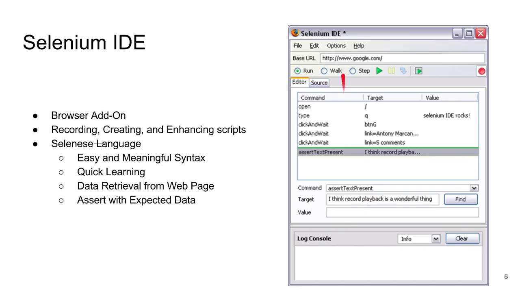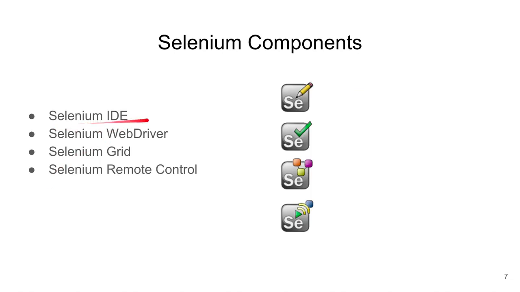IDE stands for Integrated Development Environment. With the help of this IDE, you are developing bug reproduction steps. This is the Selenium IDE. It's a browser add-on. It has recording functionality, creating test cases, maintaining the test suite, and all these things. It follows a language called Selenese, which is a very limited language. It doesn't have all the functionalities. You can learn it very quickly; the syntaxes are easy and meaningful to understand. As I said, it has very limited functionalities, so Selenium IDE has very limited scope. Selenium IDE is the first component.